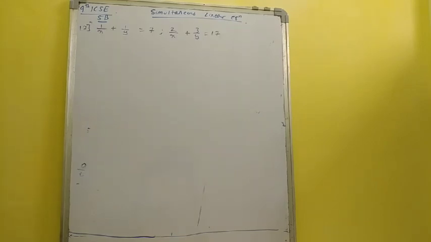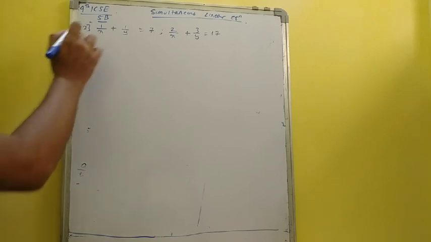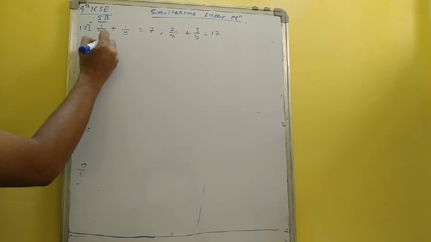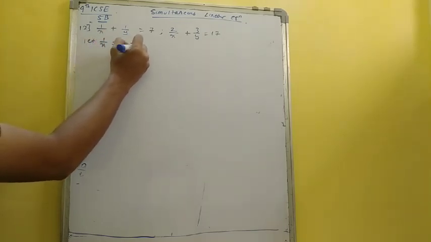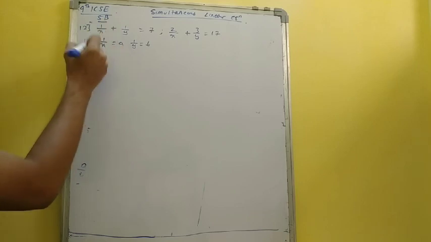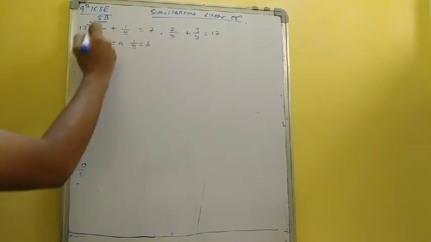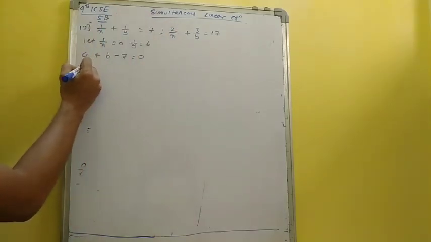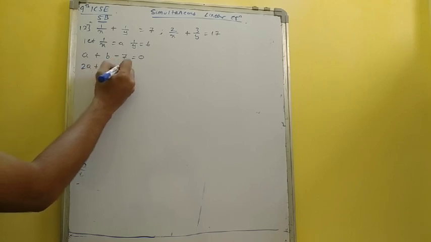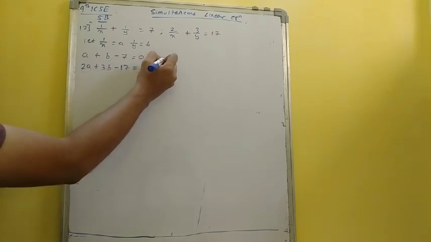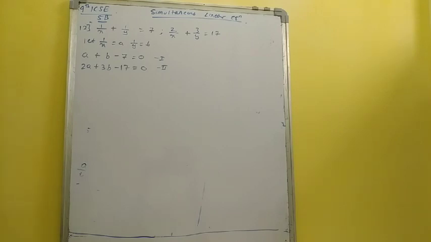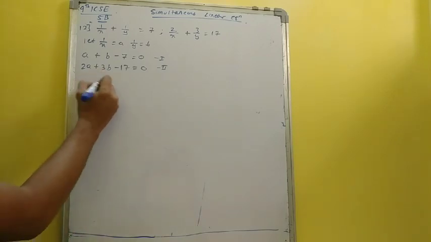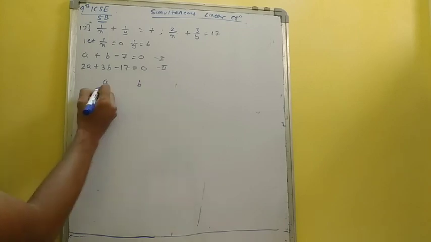Okay, now we will start with the 12th question. Okay, so we have 1 upon x plus 1 upon y is equal to 7 and 2 upon x plus 3 upon y is equal to 17. Again we have variables in the denominator, so let 1 upon x is equal to a and 1 upon y is equal to b. So we will have a plus b plus 7 will come this side, become minus 7 is equal to 0. Over here 2a plus 3b minus 17 is equal to 0. This is equation 1 and this is equation 2. Okay, so for a, for b and for constant.